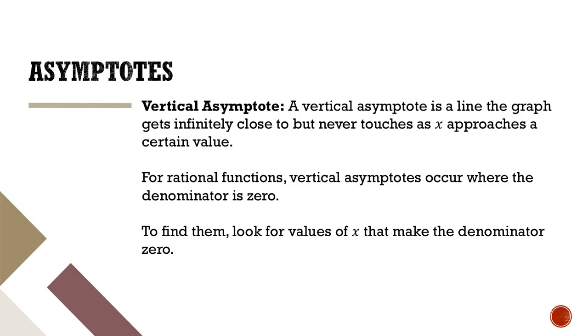So asymptotes. The first one we're going to talk about is a vertical asymptote. A vertical asymptote is a line the graph will get infinitely close to but never touch as x approaches some value. For these rational functions, vertical asymptotes occur where there is 0 in the denominator, which entails an infinite discontinuity. To find them, we look for the values of x that make the denominator 0. That's our main goal here.